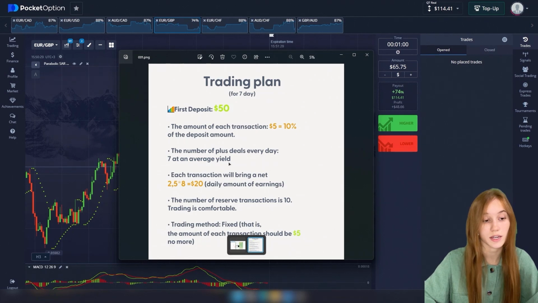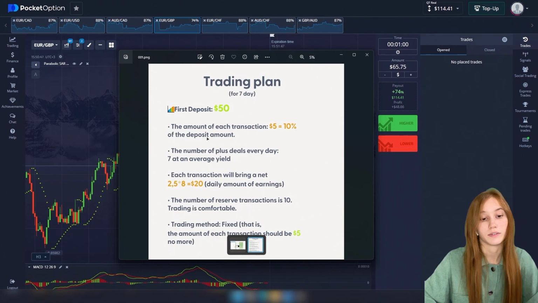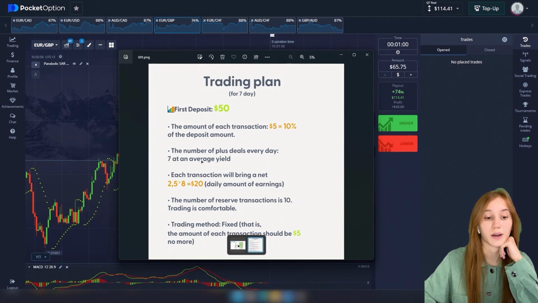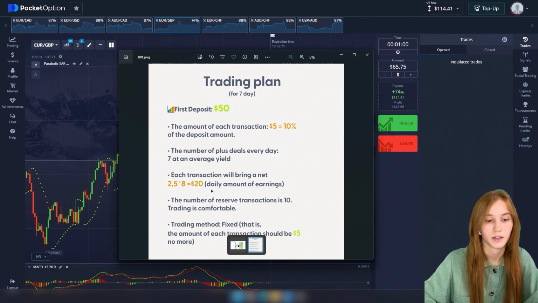It's a plan for 7 days with $50, our deposits, starting deposits. The amount of each deal is $5. It's 10% of the total deposit amount. And the number of profitable deals we have every day is an average number of successful deals. 7 days of profitable ones. Every deal will bring at least $2.5 plus or minus maybe. So you can use it.